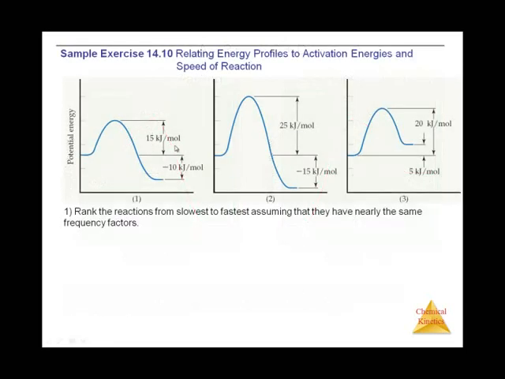So let's see if we can answer these questions. So here I have 3 graphs, potential energy diagrams, showing what's required for activation energy. So rank their reaction from slowest to fastest, assuming that they have nearly the same frequency factors. Okay. So let's take a look. So what effect is this activation energy going to have on my rate? It's going to have a pretty big one, right?